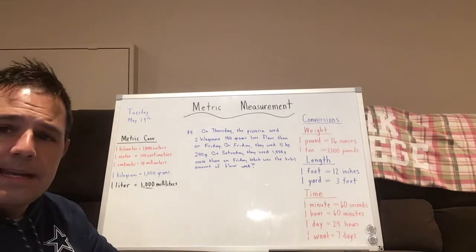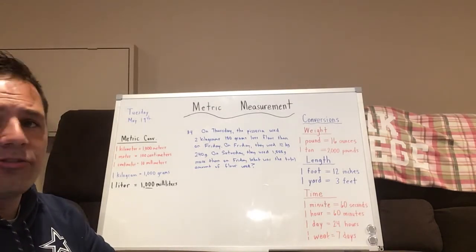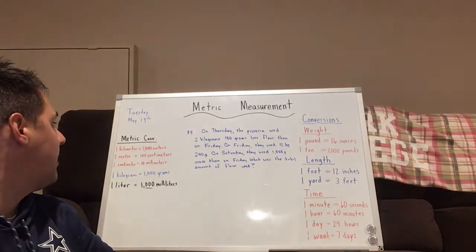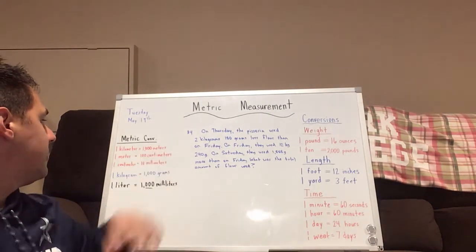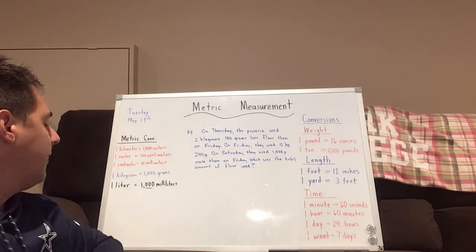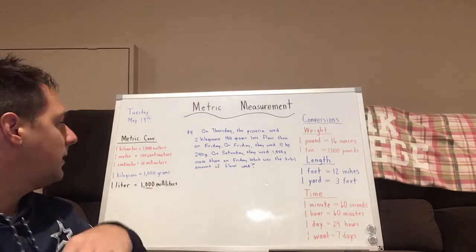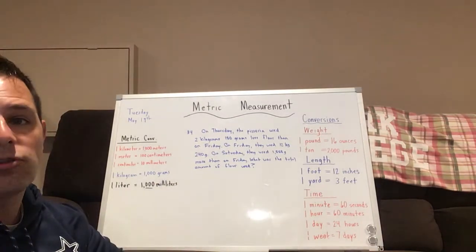Over the next 3 days, we're going to combine everything we've learned so far about metric conversions. We're going to be talking about length with kilometers, meters, and centimeters. We're going to be talking about mass or weight with kilograms and grams, and we're going to be tying in capacity with liters and milliliters, all into multi-step conversions.